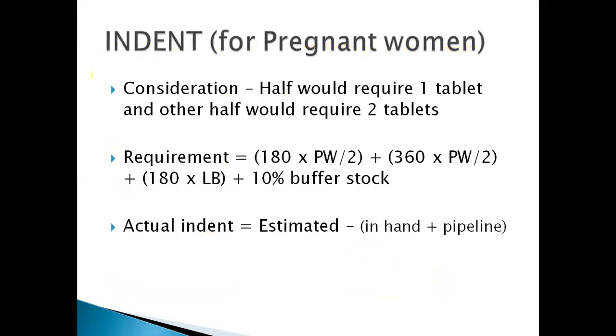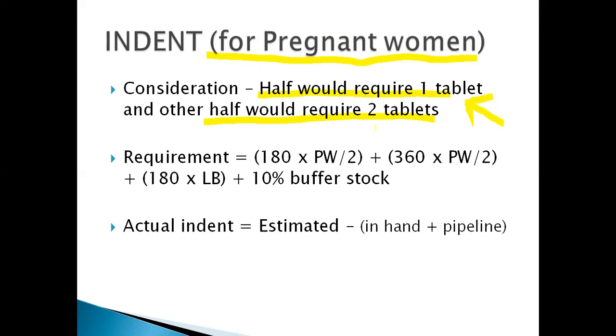Now, how do we indent? There would be a formula for each beneficiary group. Here we are taking the example of pregnant women. In pregnant women, the consideration is that half would require one tablet and the other half would require two tablets. Now this is what the strategy document mentions, but here I would like to remind you that when we say one tablet, we are talking about the IFA prophylaxis: one tablet, red goli, 180 days in the second and third trimester.